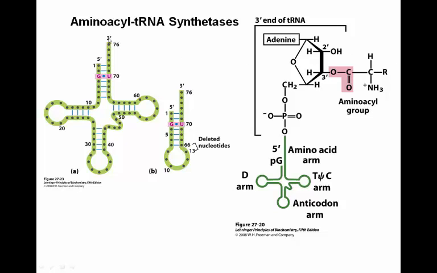In the case of alanine, if this is alanine, all this particular tRNA needed for recognition was a G in this position and a U in this position, and it would put an alanine on the 3'.